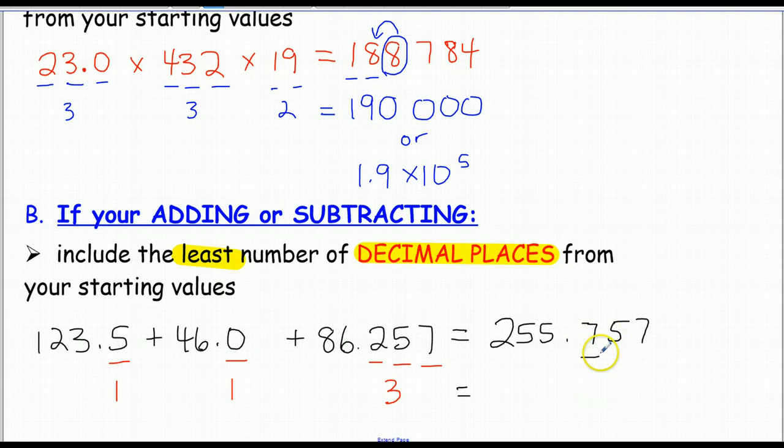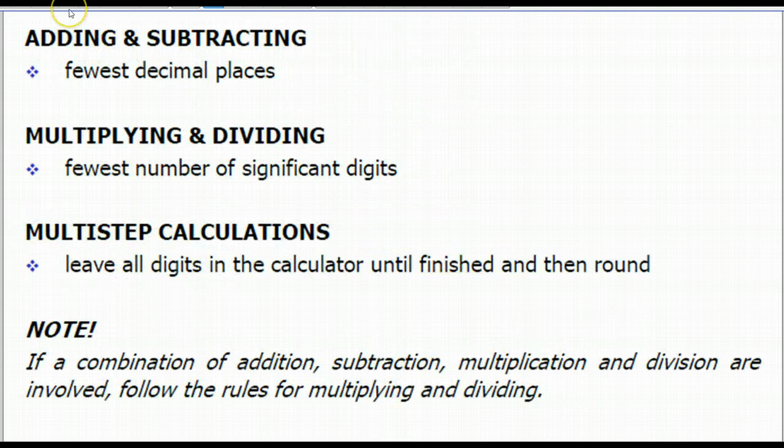It means we have to stop here. So we only look to its immediate right, and it tells us that we're going to bump that up by 1. So our final answer is 255.8. And here's just a little summary sheet of what to do. So when you're adding and subtracting, it's the fewest decimal places. When you're multiplying and dividing, it's the fewest number of significant digits. And this is what we're talking about here, what do we put in our final answer?